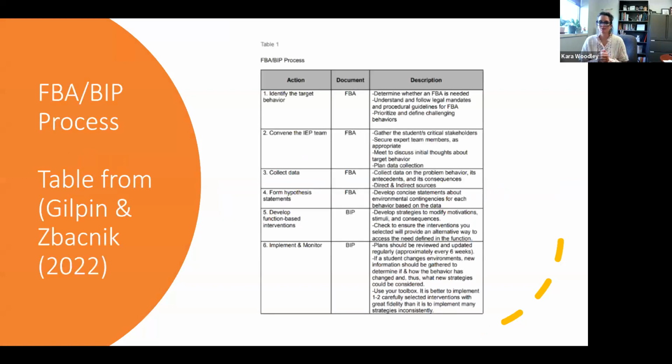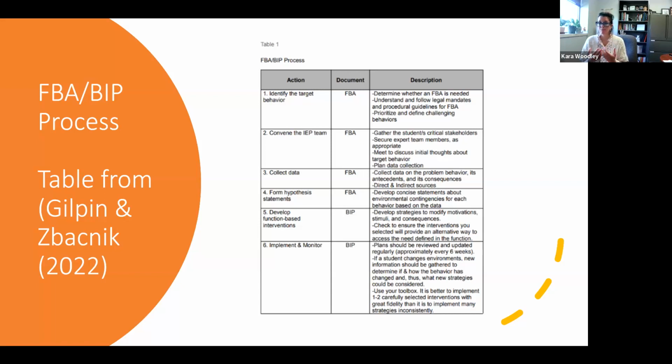Looking at the FBA process, this table I snipped exactly from the reading. It's from the Gilpin Zachnick OER, the Open Educational Resource that we're using. This is a good process laid out where this is what we do. We identify the target behavior, we document the FBA, we use that description. Second piece, we're convening the IEP team. We've gone back to the IEP team and we say, hey, this is the data that we have, and we plan to talk about those initial thoughts about that target behavior. We plan the data collection.